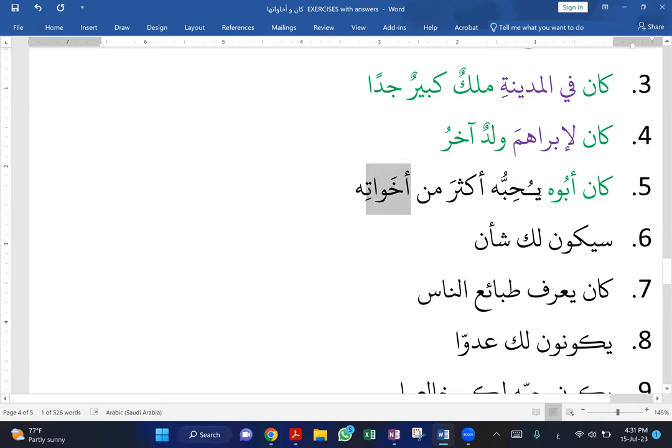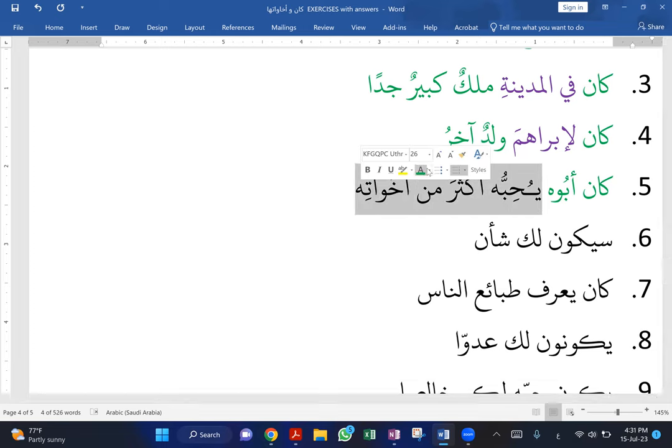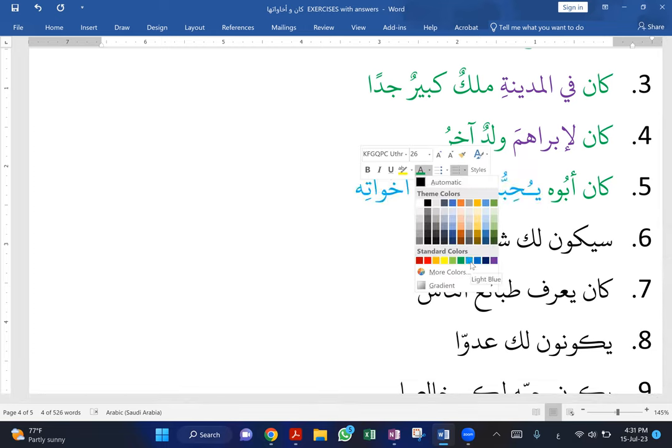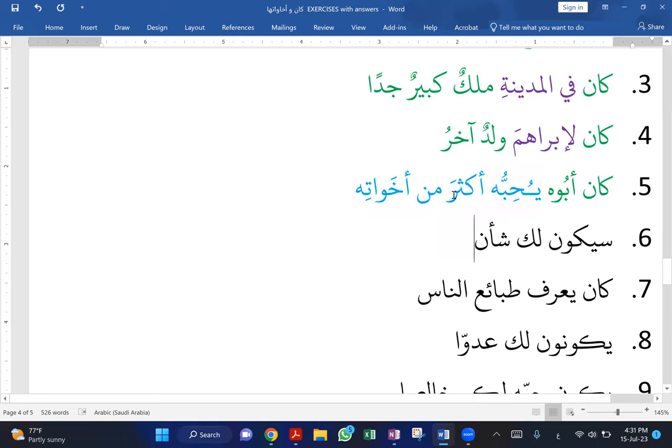Sister, won't it be aksaru? Akbaru? No, because yuhibbu is a fi'il, and then it describes a maf'ul here in this case. Aksaru, akthara. Oh, so it can change. They are partially flexible. They can change their status, but only to aktharu, akthara, akthara. So in fact, akbaru, akbara, akbara, even that exists.